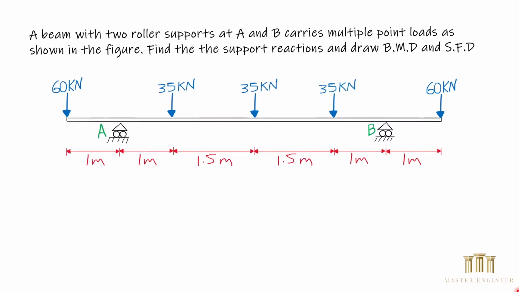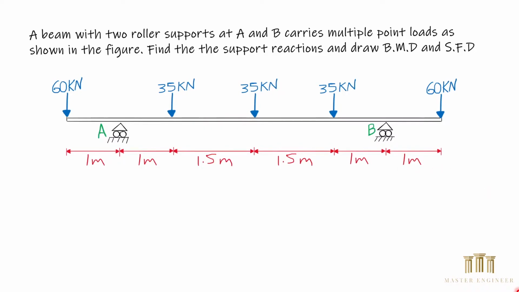In this tutorial, we have a beam with two roller supports at point A and point B. The beam carries multiple point loads as shown in this figure. We need to find the support reactions and draw bending moment diagram and shear force diagram.